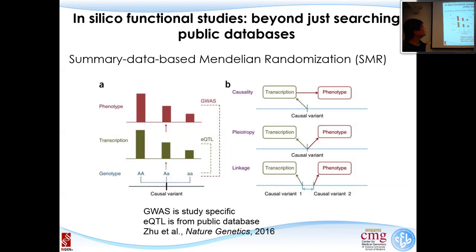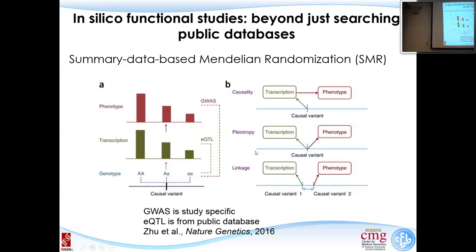So this is beyond just a simple search of the public database, you can do some actual statistical analysis. The first one is summary data-based Mendelian randomization. This is the paper, if you are interested.